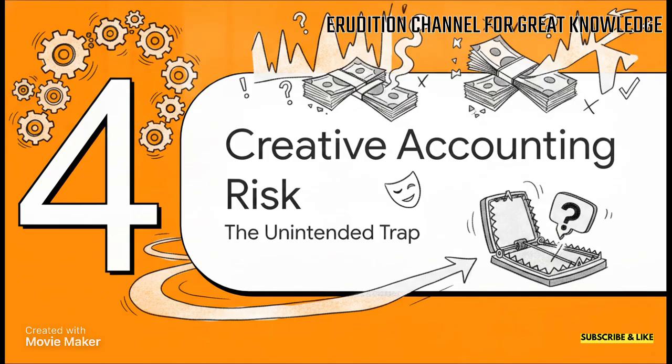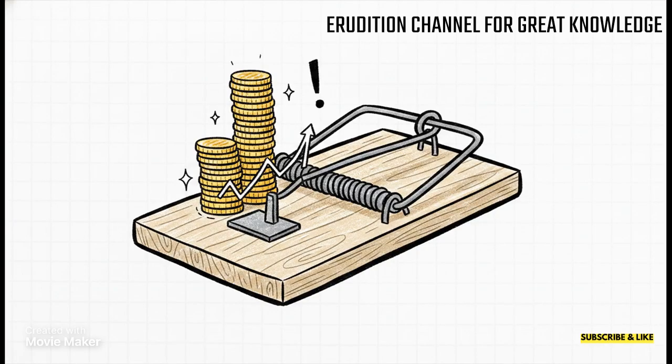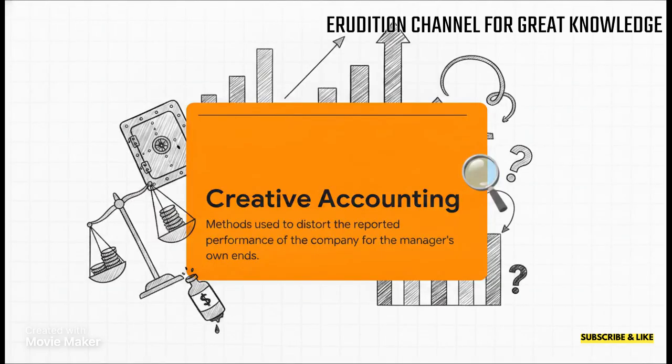Let's move to our final section, number 4, the creative accounting risk. You see, while tying a manager's pay directly to profits or share prices is a massively powerful tool to solve the agency problem, it introduces a brand new temptation. There is, unfortunately, a very real catch. These exact incentive measures might actually encourage management to adopt what is known as creative accounting. Our sources describe creative accounting as methods, such as off-balance sheet finance, that are used to distort the reported performance of the company. So instead of doing the hard work to actually improve the company to hit those bonus targets, a manager might just manipulate the numbers in service of their own ends.